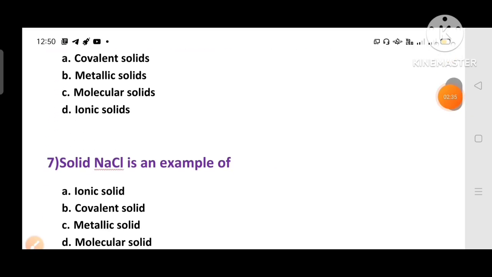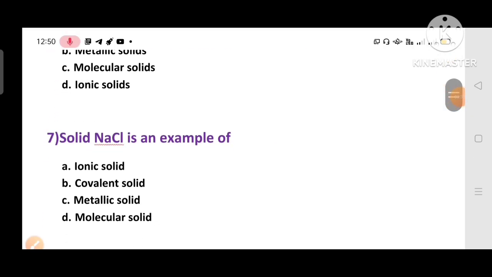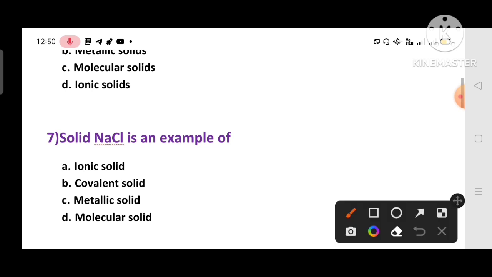Next question, solid sodium chloride is an example of, option A ionic solids, option B covalent solid, option C metallic solid, option D molecular solid. The right answer is option A ionic solids.